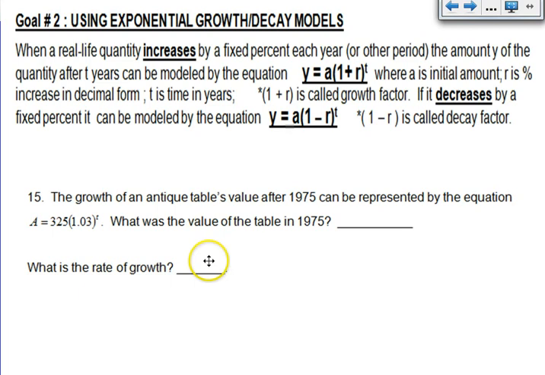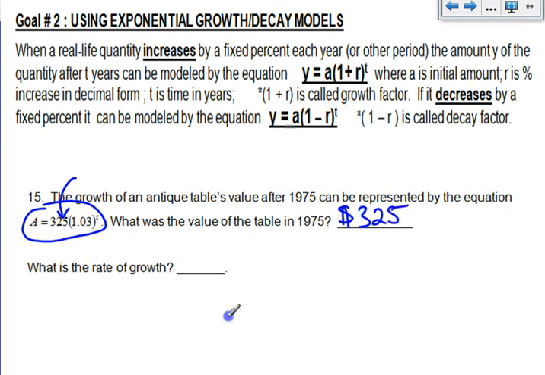A growth of an antique table's value after 1975 can be represented by this equation. What is the value of the table in 1975? Well, in this problem, they're pretending like the table was born in 1975. So what we're really asking here is what's the initial value of the table? Remember, the A value is the initial value, so that's the $325.